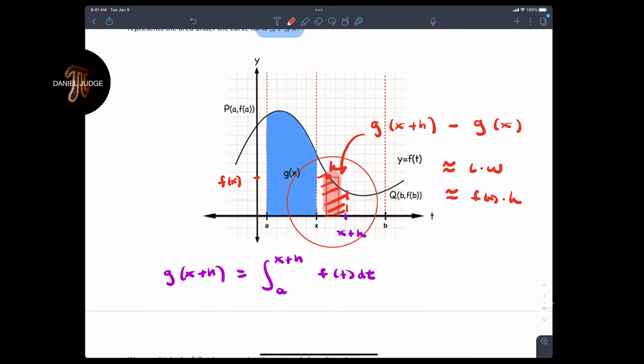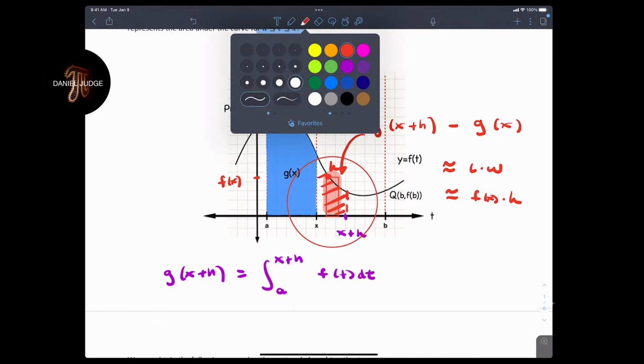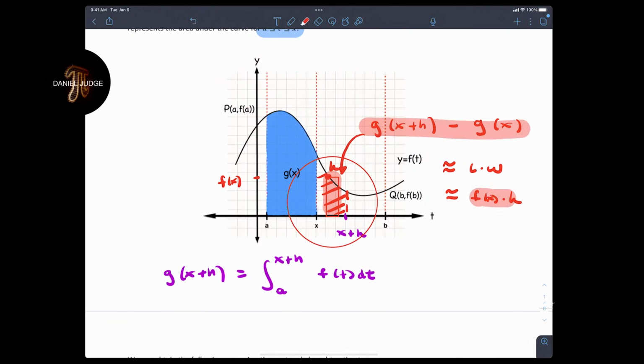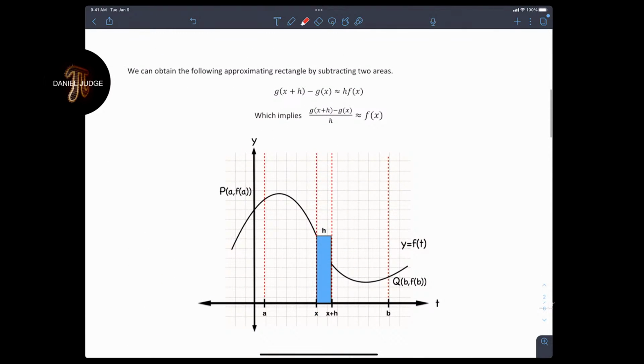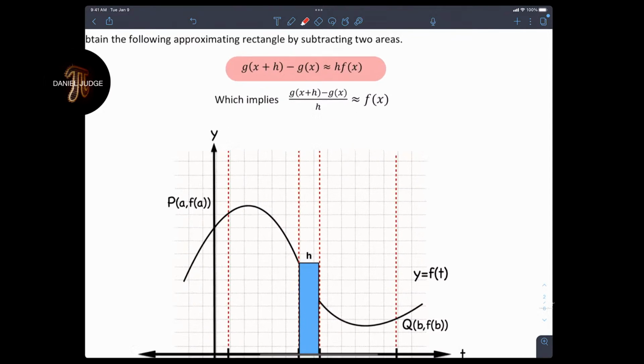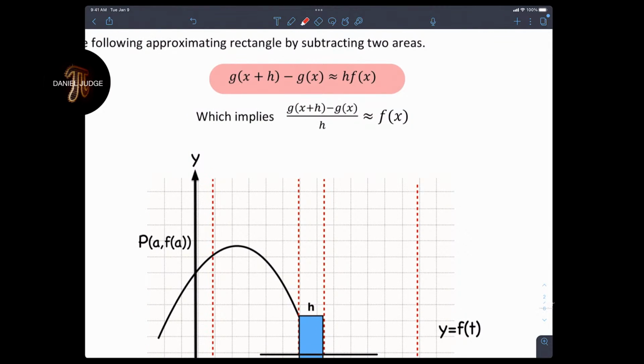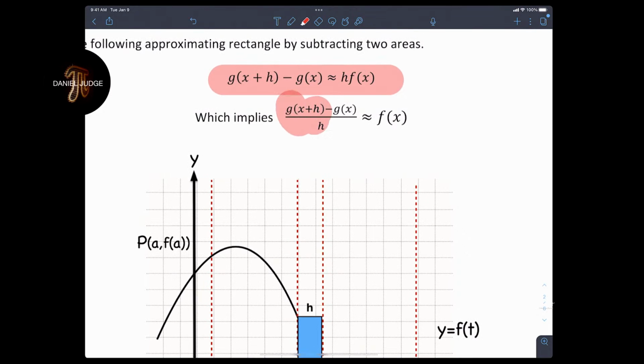So I have this difference here going to be approximately f of x times h. We obtained the following approximating rectangle by subtracting two areas: g of x plus h minus g of x, which is approximately h times f of x. Now this implies, ladies and gentlemen, if I divide both sides by h, that the function f itself is approximately the difference quotient, g of x plus h minus g of x over h. So we have an approximation for the f function.